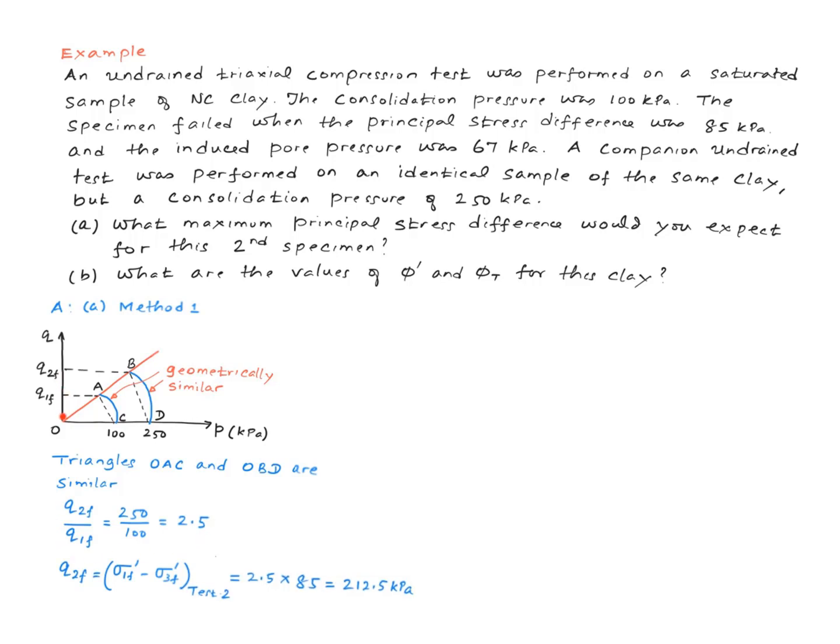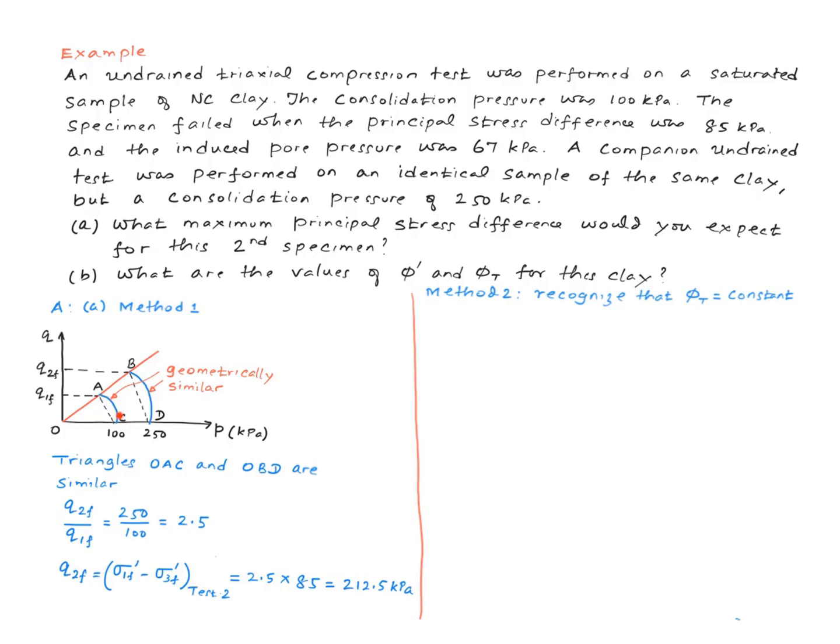Q2F divided by Q1F must be equal to 250 divided by 100. So that gives you, in a straightforward manner, the principal stress difference in test 2 to be 212.5 kilopascal. The second method hinges on the recognition that phi prime and phi total are constants. Doesn't matter whether you take failure stresses from test number 1 or test number 2, we should arrive at the same values.